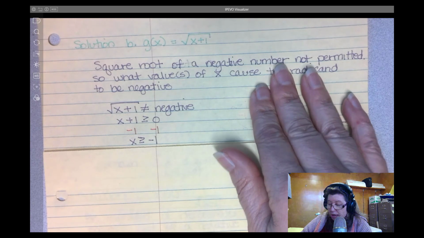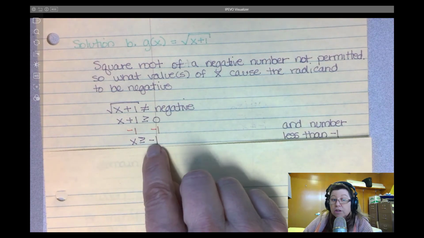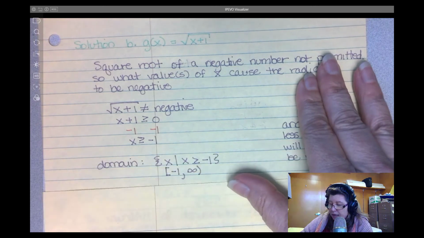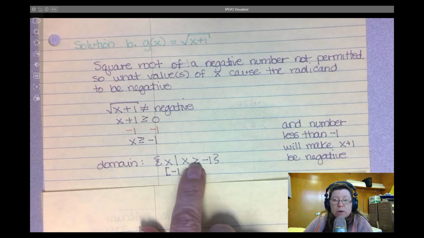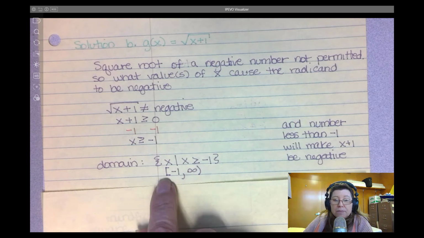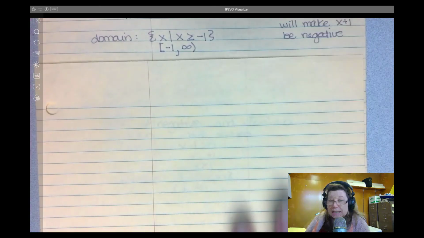So our domain is anything greater than or equal to -1. In set notation, it's the set of all x's such that x is greater than or equal to -1. In interval notation, it's -1 to infinity and a square bracket to include the -1. Let's take a look at the next problem.